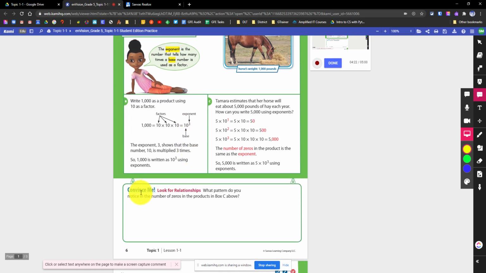But it says convince me now. Here's this bottom section, convince me. Look for relationships. What pattern do you notice in the number of zeros in the products in box C above? So what pattern do you notice? And it's the same pattern we've been talking about. But go ahead and write your answer there. And whenever you're done, there's going to be a video ready and waiting for you.